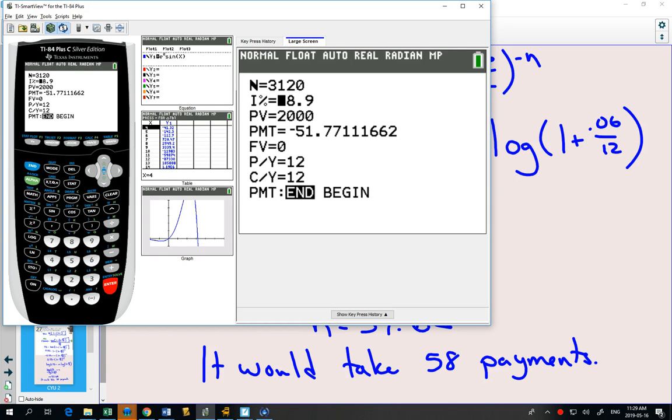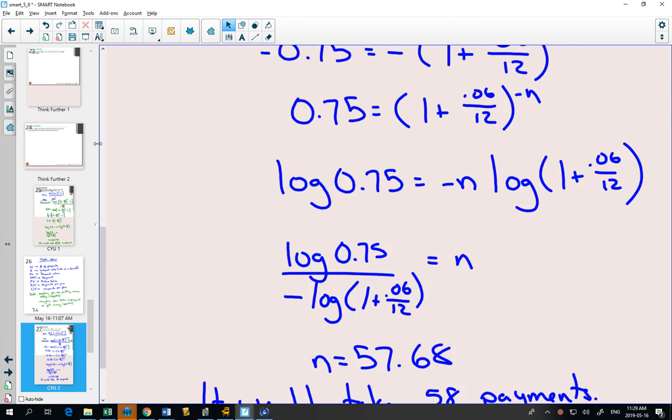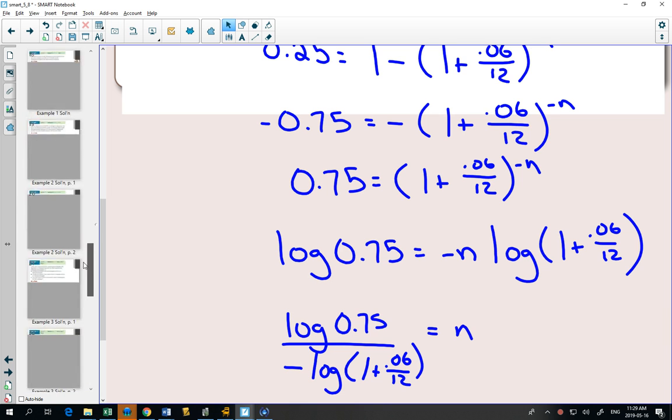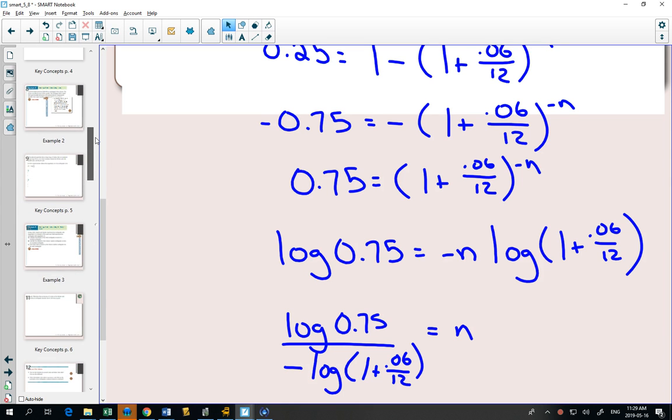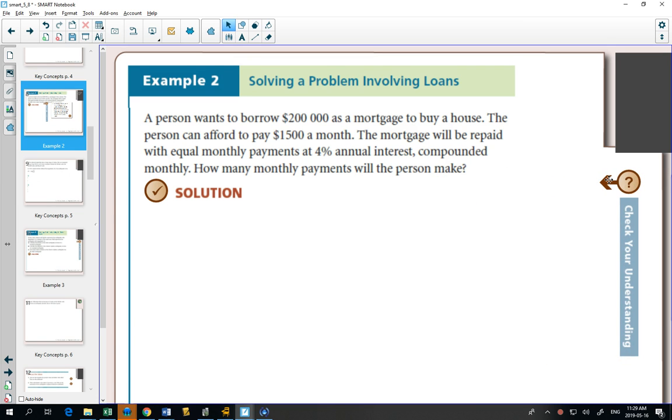I'm going to show you, we're not going to do the formula, but we're going to look at the question that was set up here. Because this is really useful stuff. You are going to buy a car. Most people are going to buy a house. A person wants to borrow $200,000 to buy a house, and they can afford to pay $1,500 a month, 4% annual interest, compounded monthly. How many monthly payments will the person make?